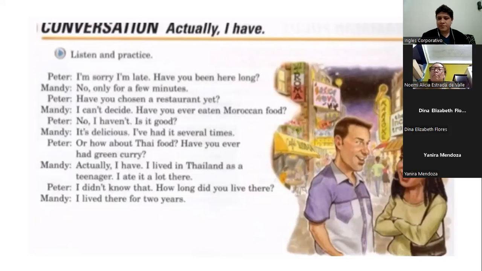Yeah. How do you mean it, teenager? Teenager. Okay, so we have it here, teenager. Teenager means adolescente. Okay, significa adolescente. Okay, thank you. So, I lived in Thailand as a teenager. Viví en Tailandia como un adolescente, right?